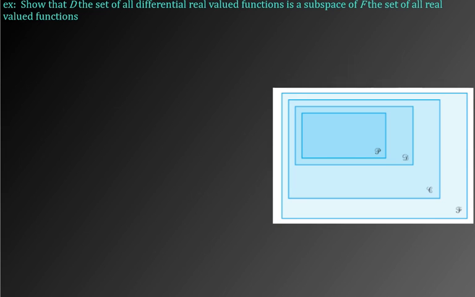All right, so what I want to do here is show one of these subspace problems. I want to show that D, the set of all differentiable real-valued functions, is a subset of F, the set of all real-valued functions, okay? We know that some real-valued functions you can't take the derivative of. So these two things are vector spaces, and we should be able to go through a proof and show that this set D is a subspace of F, okay?